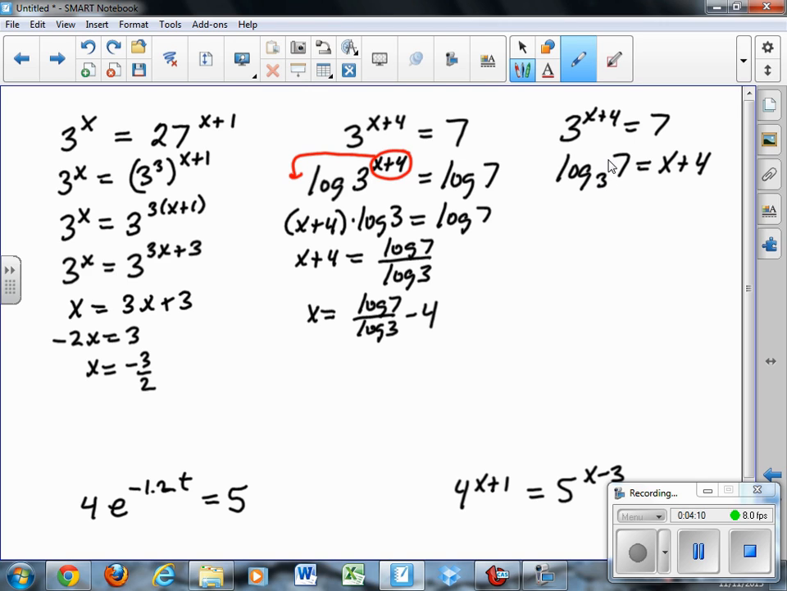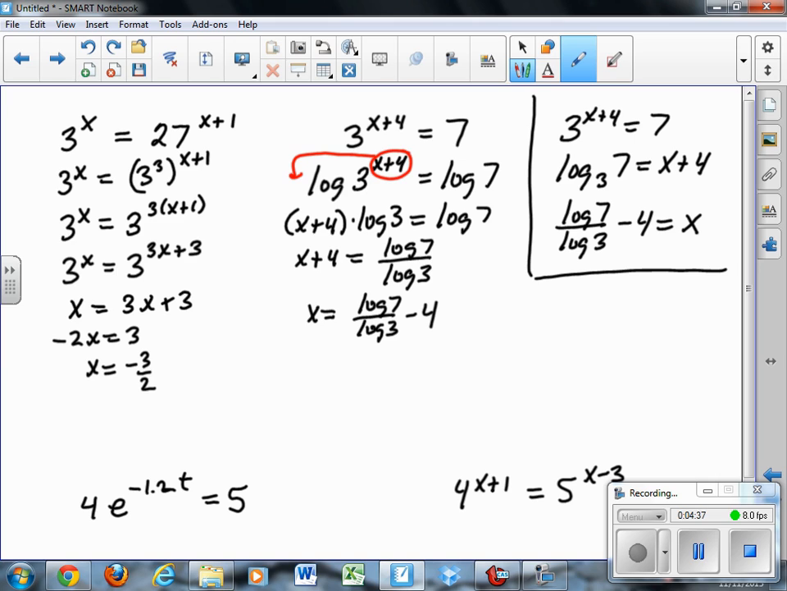So we can get around that by using what's called the change of base formula. I can rewrite log base 3 of 7 as log of 7 divided by log of 3, or natural log of 7 divided by natural log of 3, either one. Then I can subtract 4 from both sides and I get x. So notice that's the same answer I got before.